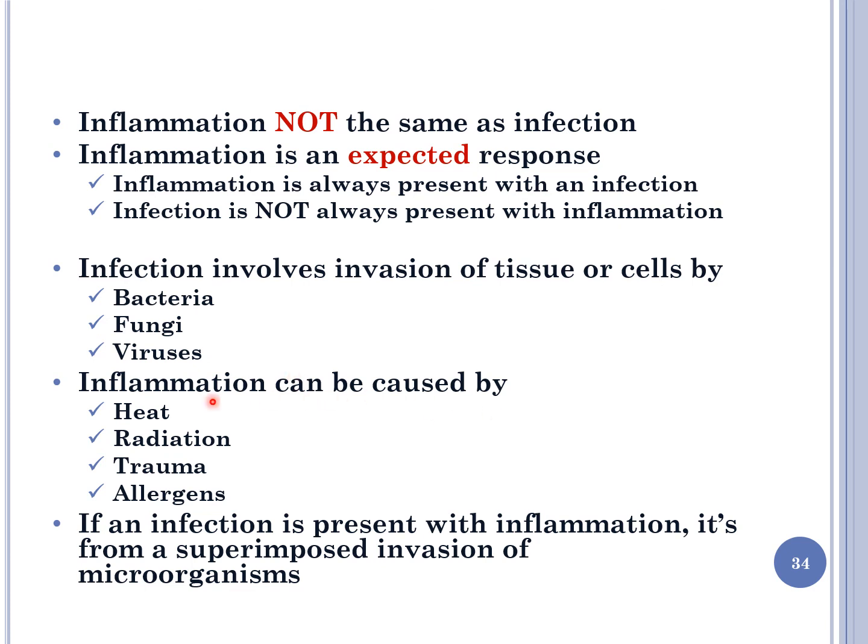For the inflammation, potentially things like heat, radiation, trauma, and allergens could be a factor. If an infection is present with an inflammation, it's from a superimposed invasion of microorganisms. You're going to need some type of microorganism to be present in order to have an infection either way. That's the takeaway.